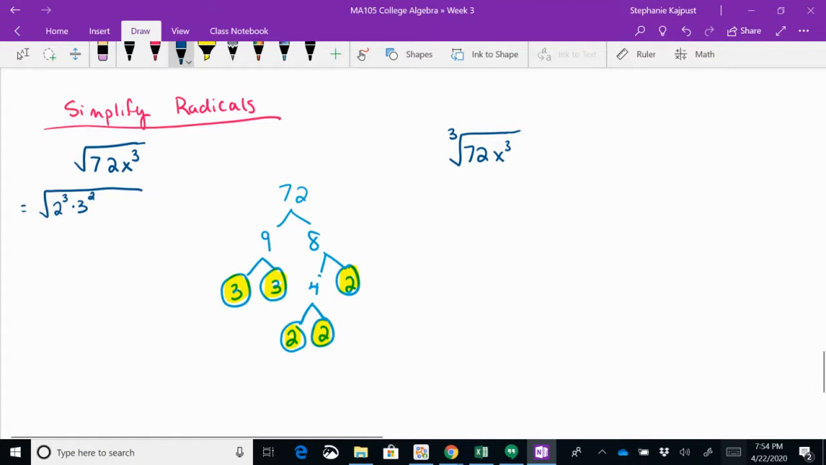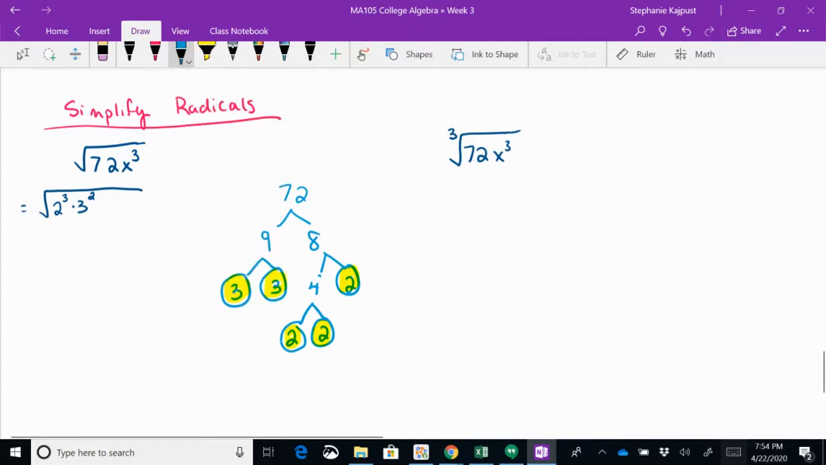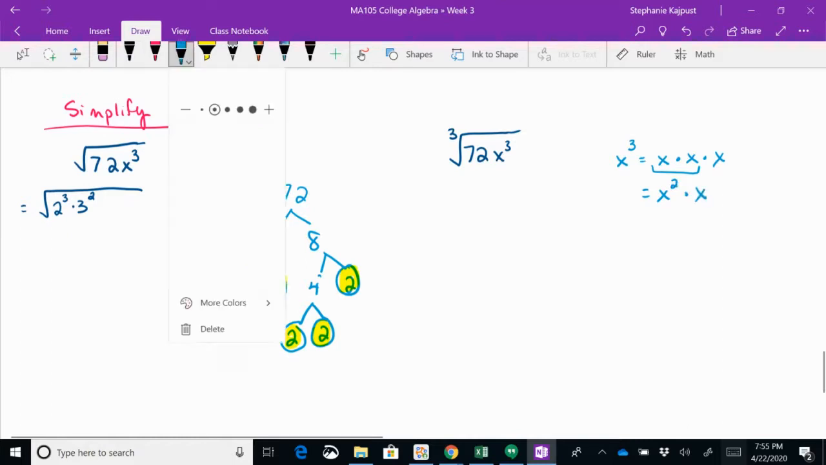And now I have this x cubed. You want to be able to split that up the same sort of way. So I'll just put this over here. So x cubed, if you think about it, it's just x times x times x. So for a square root problem, you want to group them in pairs. So we're going to group 2 of them together, and then we have an x left over. So I'm going to take that x cubed, and I'm going to turn it into x squared times x, because that way I can group it in pairs.